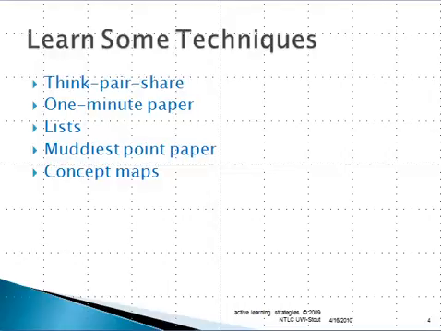Muddiest point papers are more evaluative. Ask students to briefly explain what's still muddy to them. What do they not understand? Assign a paper like this after a brief lecture or at the end of class. A concept map is a set of circles or boxes joined by lines to indicate the relationship of ideas or actions. So there they are. These 5 techniques are easy to introduce into a class.